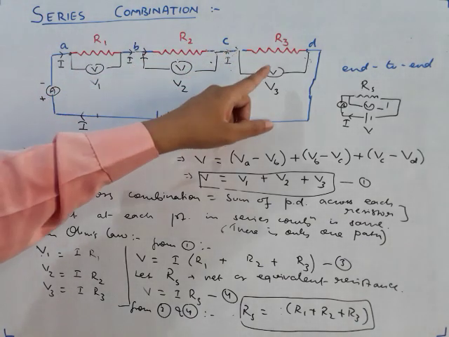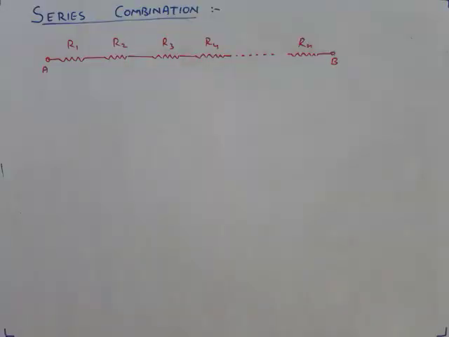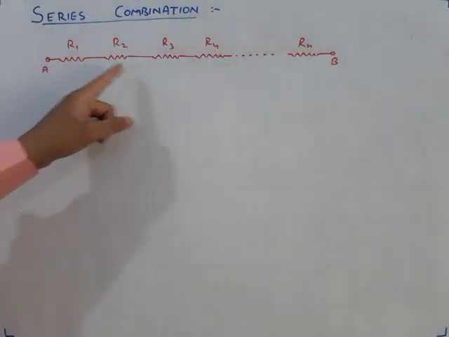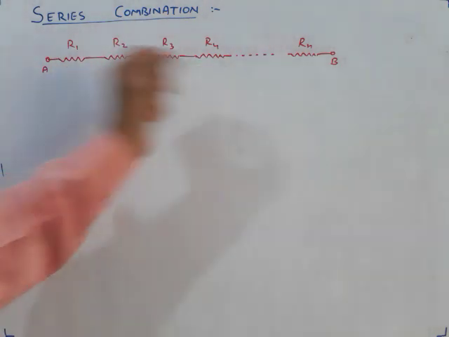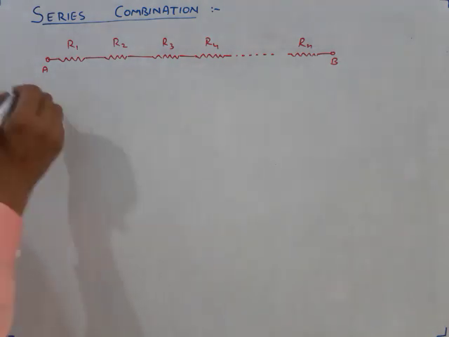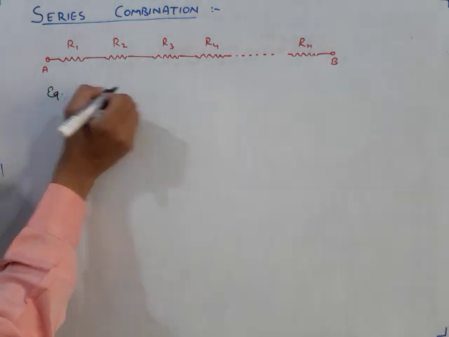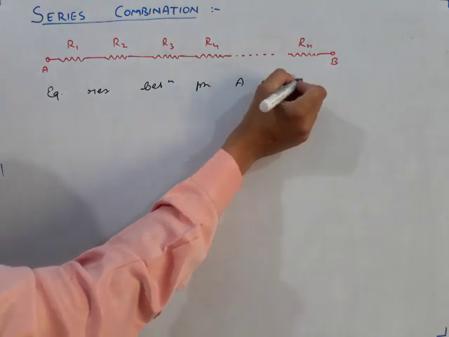Instead of 3 resistors, if we have only 2, R1 and R2, then we should write Rs is equal to R1 plus R2. If we have 4, we will write R1 plus R2 plus R3 plus R4 and so on. If we have n resistors connected in series like this, so they have been connected end to end. So all these n resistors from R1 to Rn are in series. So their equivalent resistance between points A and B.